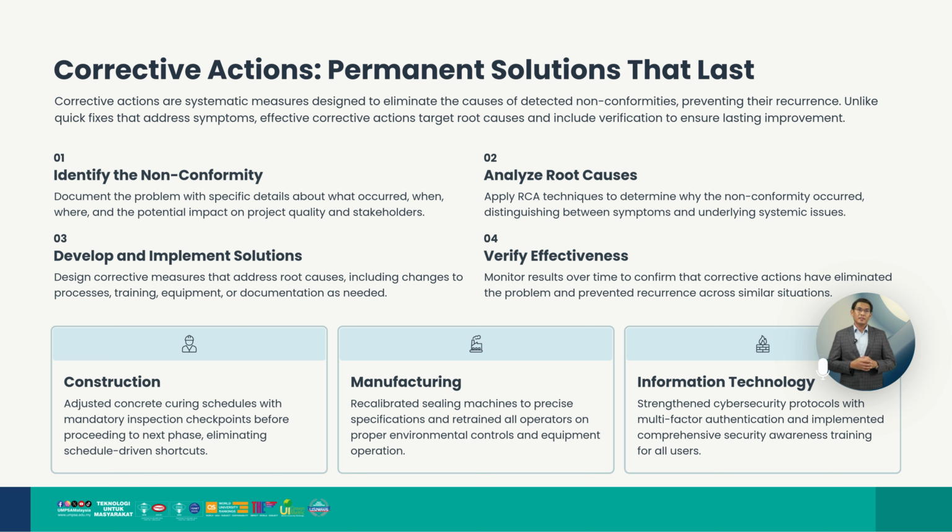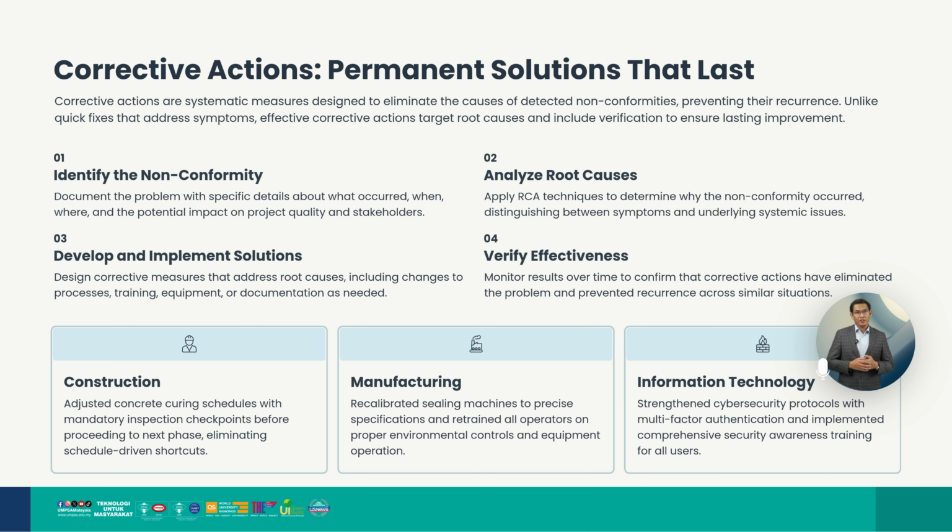Corrective actions are deliberate measures taken to eliminate the causes of identified problems so that they do not occur again. This process begins with identifying the problems and confirming them through investigation. The team then performs root cause analysis to determine the underlying issues, implements solutions to address them, and monitors the results to ensure that the problem has been permanently resolved. For example, in a construction project, repeated cracking in concrete beams may lead to a corrective action plan that revises curing schedules, implements better environmental controls, and adds additional inspections during curing.